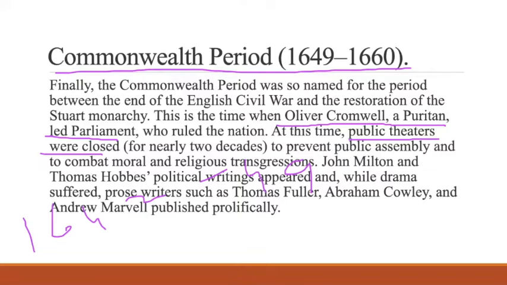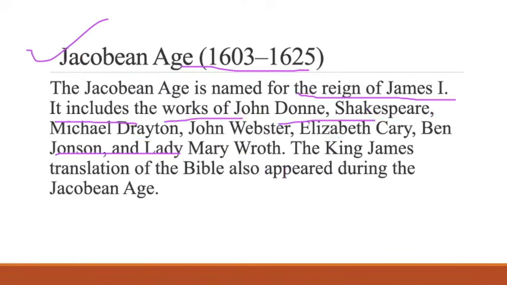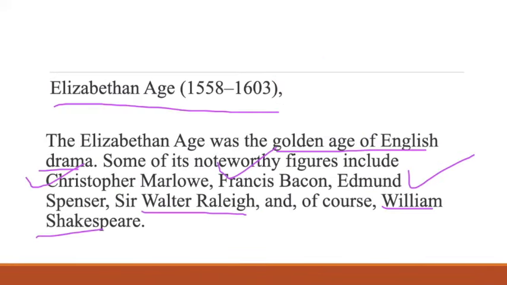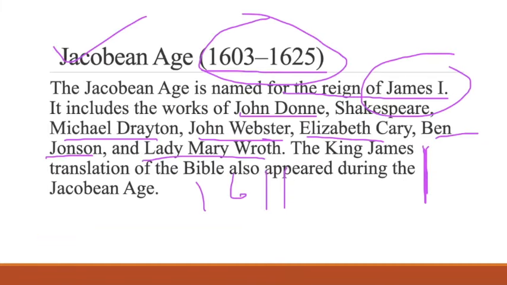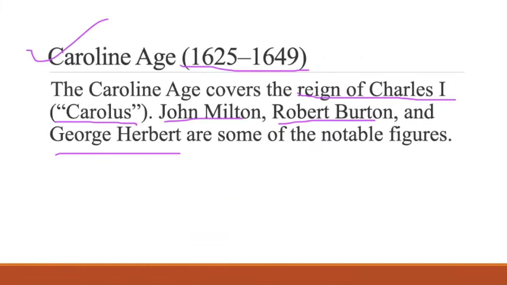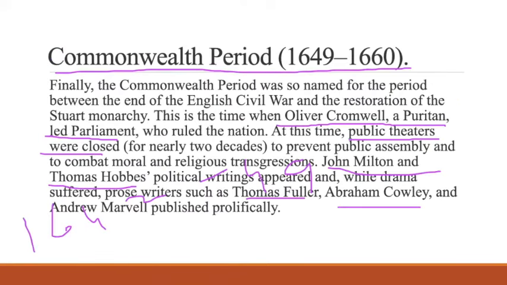strictness and rigidity. So John Milton and Thomas Hobbes wrote their political writings during this period, and we have Thomas Fuller and Abraham Cowley also writing during the Commonwealth period. So if you talk about the Renaissance period, the 4 parts: Elizabethan age from 1558 to 1603, then Jacobean age 1603 to 1625. Then Caroline age 1625 to 1649, then Commonwealth period, that is 1649 to 1660.